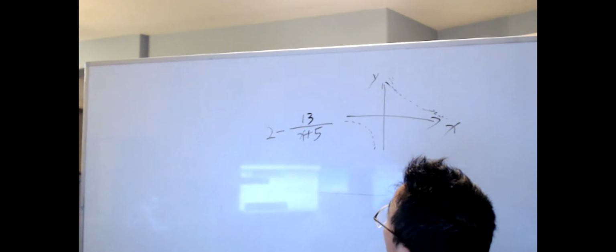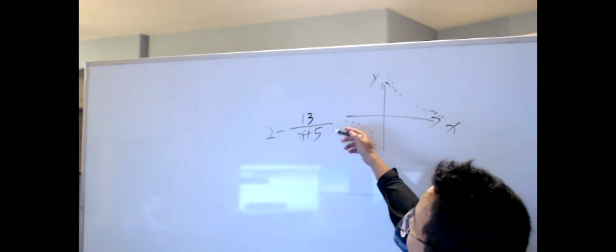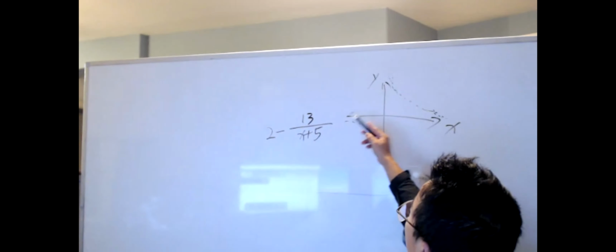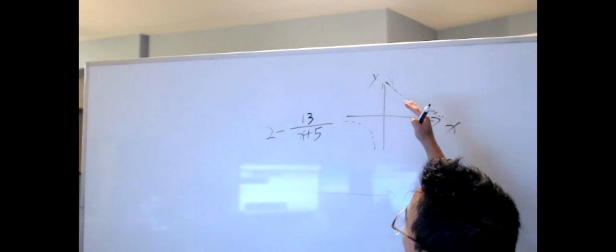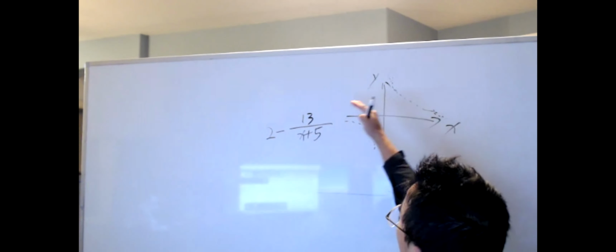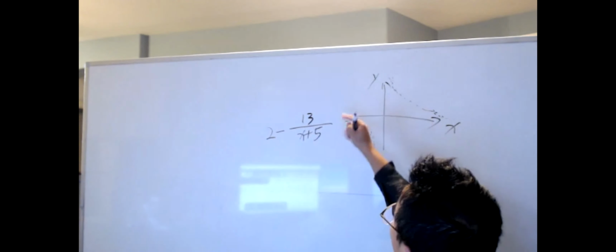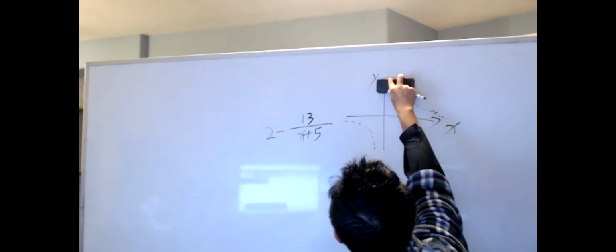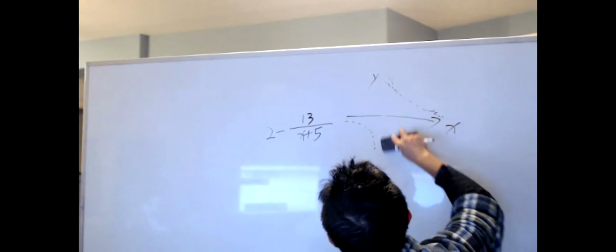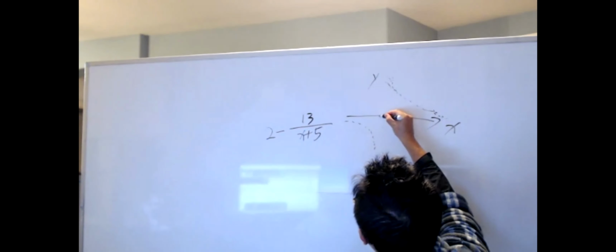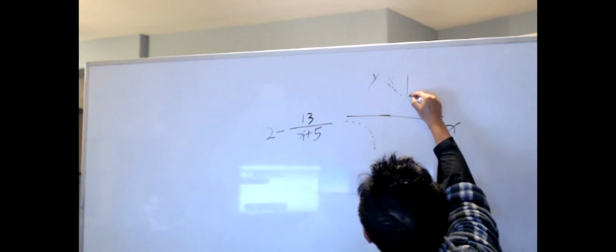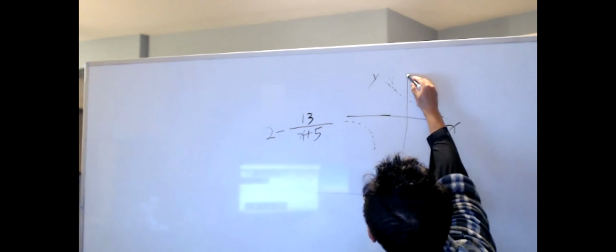Now, when you do 1 over x plus 5, that means you just shift this whole thing to the left, right? So it's going to be something like this. I just want to move the y axis. So it's going to be something like this. Okay.